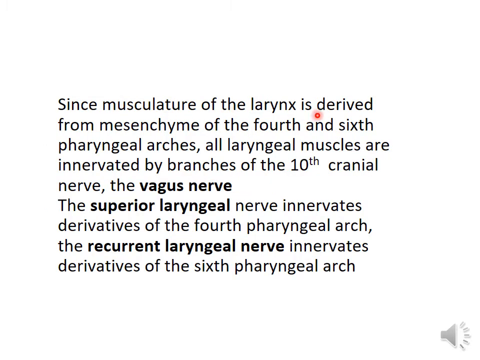The muscles of the larynx are derived from the mesenchyme of the fourth and sixth pharyngeal arches, so the innervation arises from the branches of the vagus nerve, which are the superior laryngeal nerve and the recurrent laryngeal nerve. These are the nerves that supply the structures which are derived from the fourth and sixth pharyngeal arches.